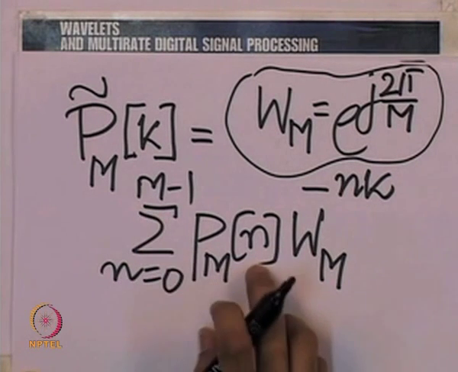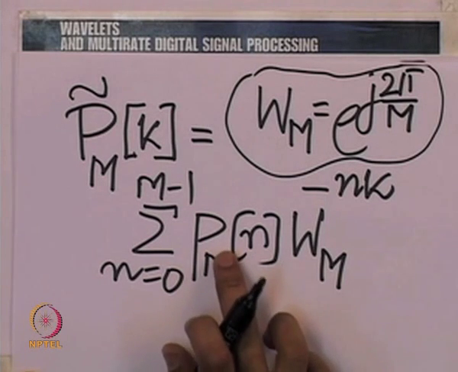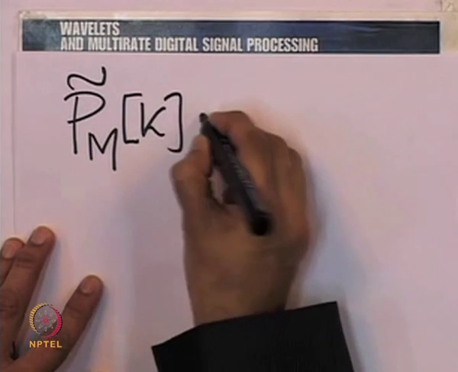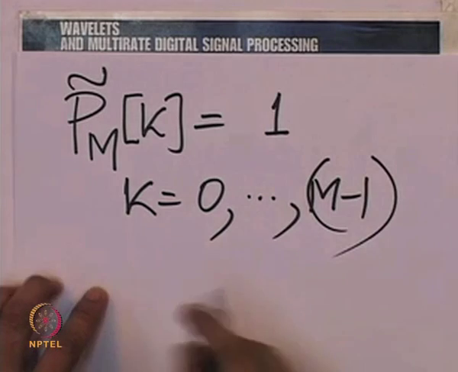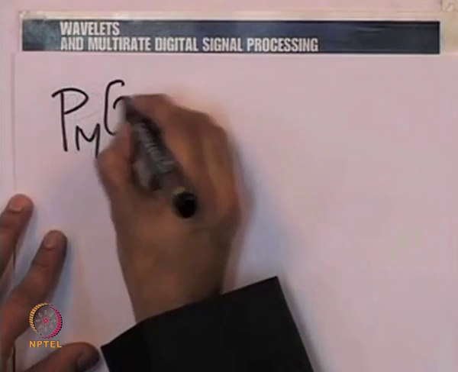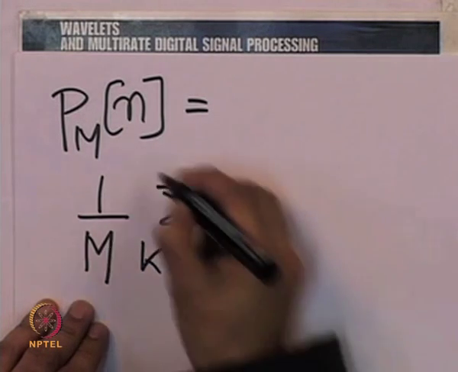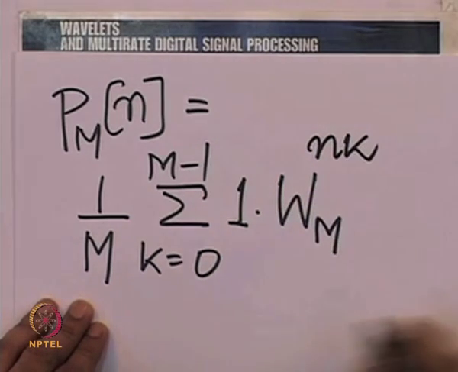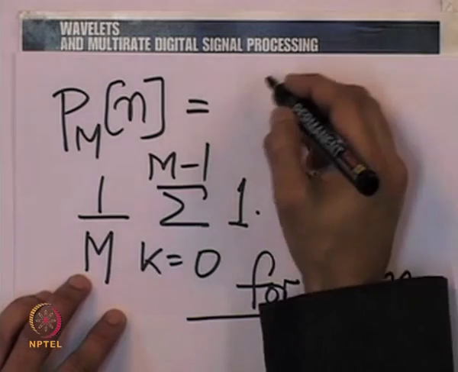Now, we know how to reconstruct PMN from its discrete Fourier transform, but before that, let us evaluate this expression. This expression is very easy to evaluate. It has only one non-zero term in the summation, and that is PM 0. So, in fact, P tilde m k simply becomes 1 for k going from 0 to m minus 1. And therefore, reconstruction is very easy. PMN, in fact, not just in the region between 0 and m minus 1, but everywhere, is 1 by m summation k going from 0 to m minus 1, 1 times w m raised to the power n k, for all n. Essentially, we have done an inverse DFT here.